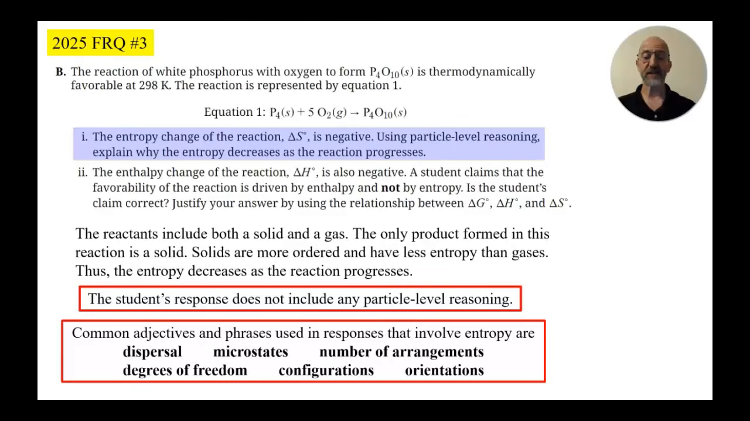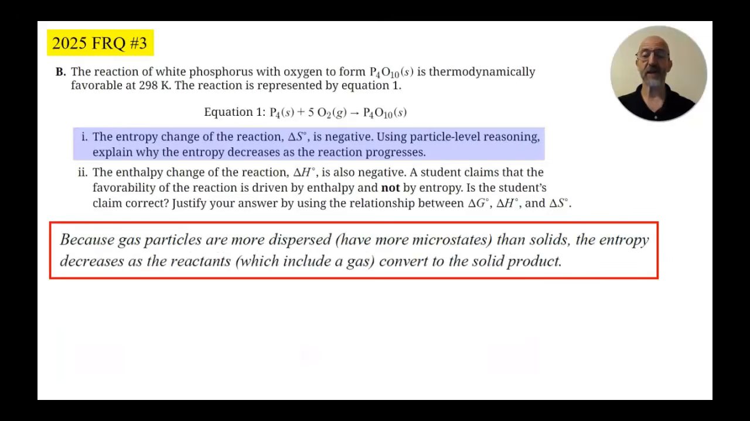So common adjectives and phrases that are used in responses involving entropy are dispersal, microstates, number of arrangements, degrees of freedom, configurations, orientations, again referring to the particles. So not just solid, gas, ordered, disordered, but focusing on the arrangements, microstates, dispersal, degrees of freedom. So here is the official scoring guidelines answer for that question from the 2025 AP Chemistry exam.